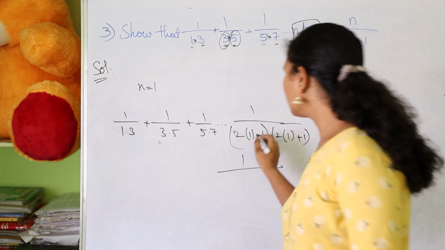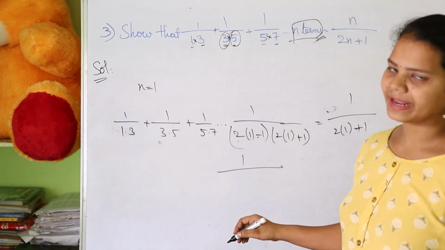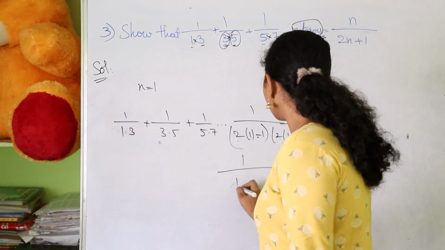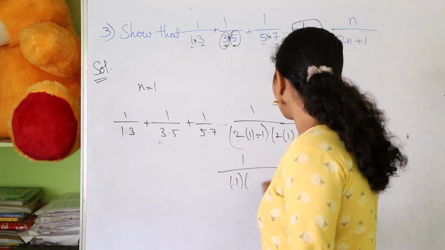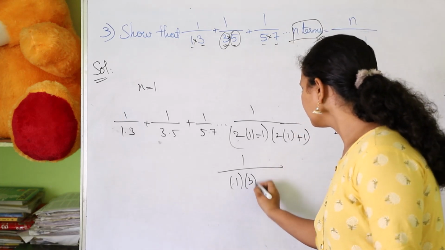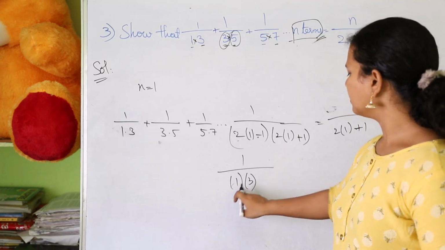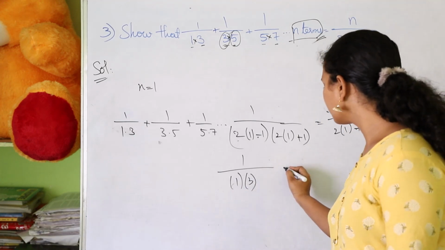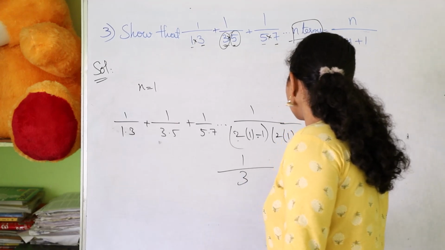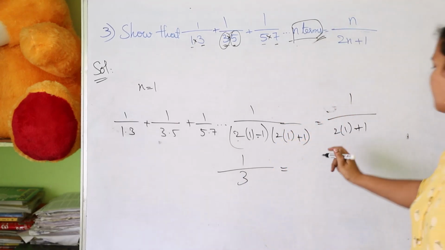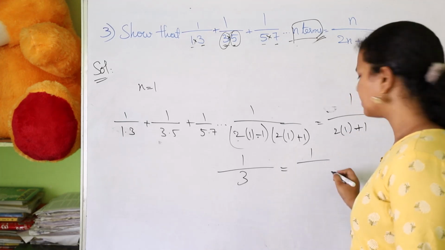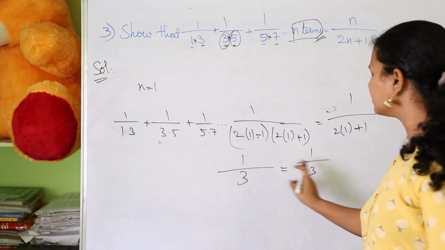Here we get 1 by 2 into 1, which is 2. 2 minus 1 gives 1. Again, 2 into 1 is 2, 2 plus 1 is 3. So this becomes 3. Here I got 1, here I got 3. So 1 into 3 means 1 by 3. So the value I got is 1 by 3. And on the right, 2 into 1 is 2, 2 plus 1 is 3, so I got 1 by 3.